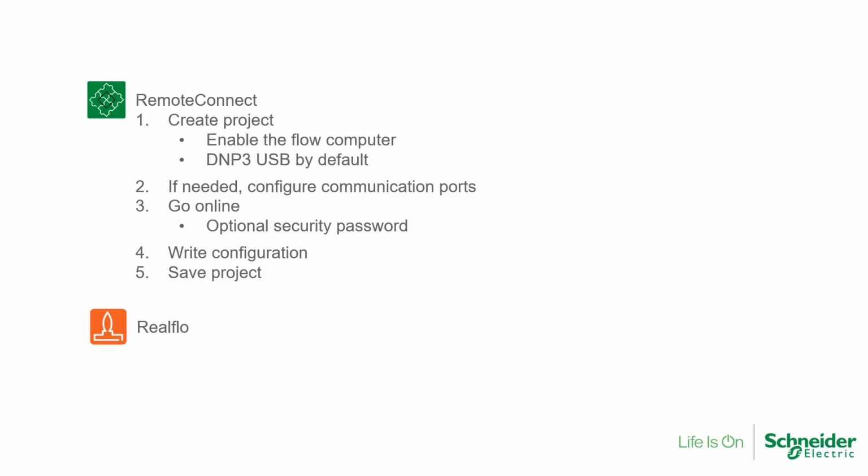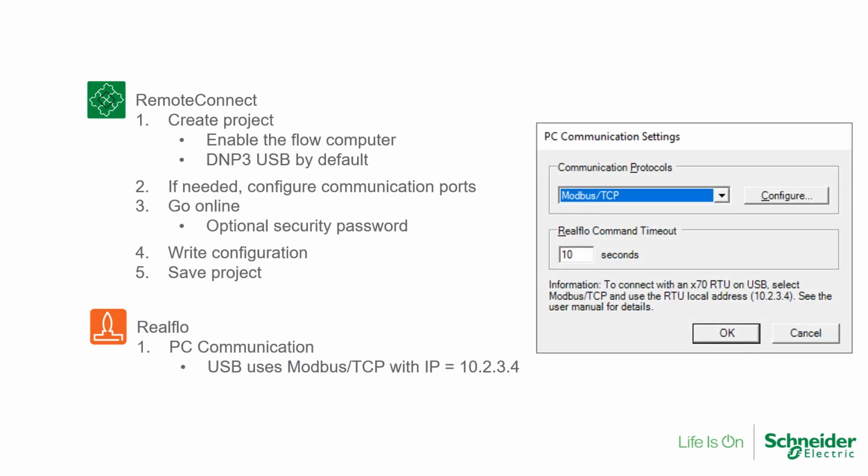Then we moved to Realflo. And in the PC communication settings, this was the only real difference with the X70 SCADAPack, is that if you select a USB connection, it actually uses a Modbus TCP connection in Realflo to this local address 10.2.3.4. And that was noted in the PC communication settings on this dialog. Then the creation of the flow configuration was done as usual, and we proceeded with a search for sensor 1.